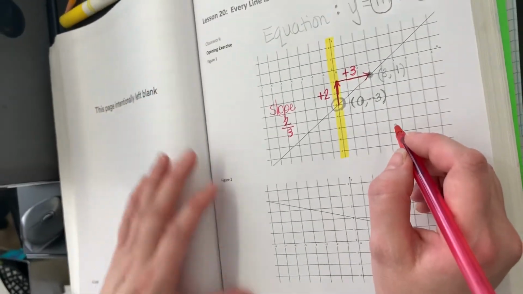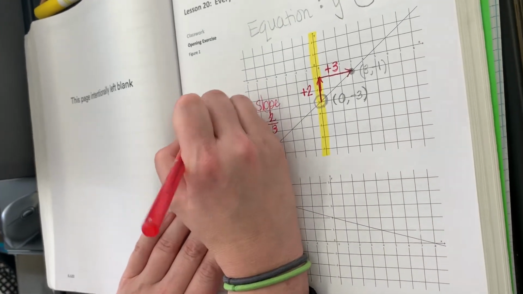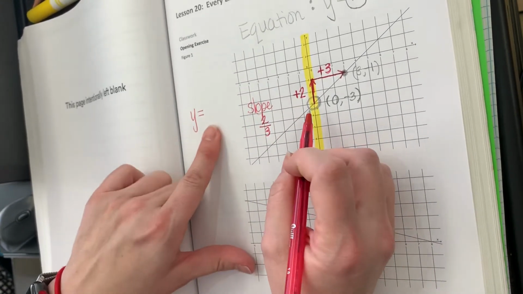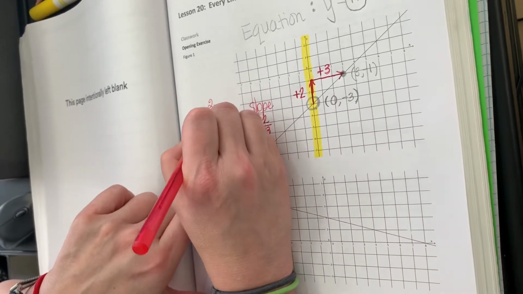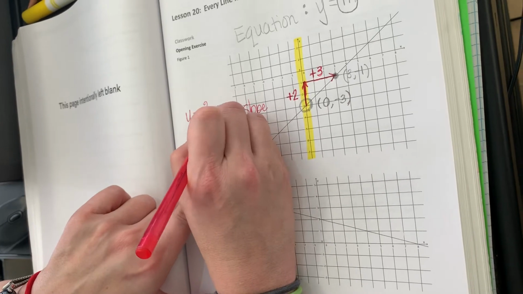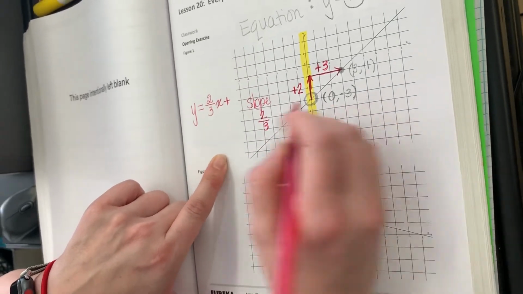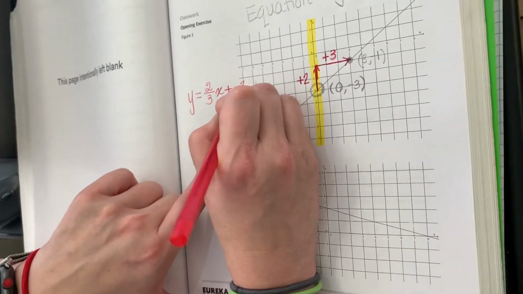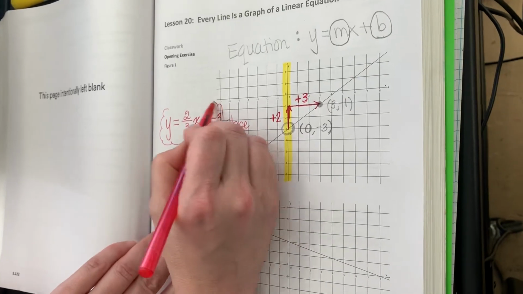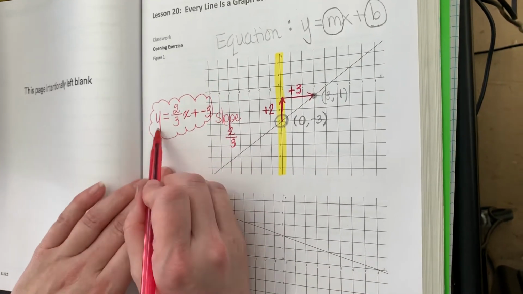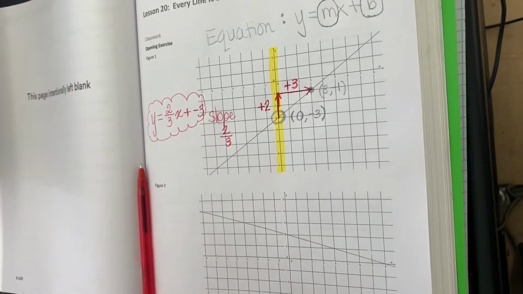So if I write my equation, it's going to be y equals, and then we write our slope. Our slope is 2/3, followed by an x, plus my y-intercept of negative 3. So on the end of the equation, you have negative 3. So your slope-intercept form equation is y equals 2/3 x plus negative 3.